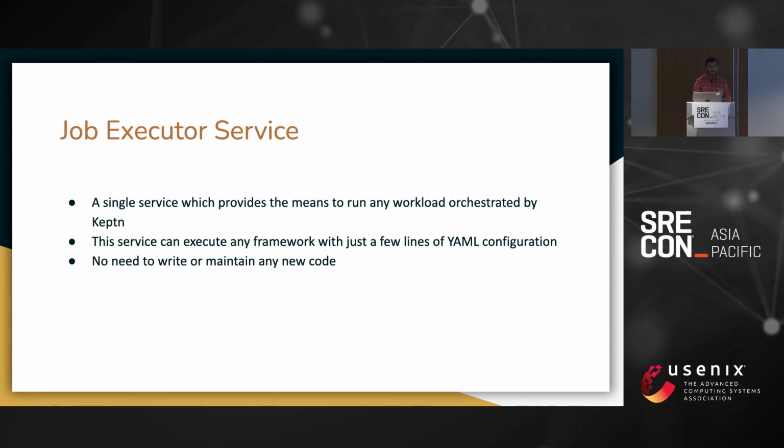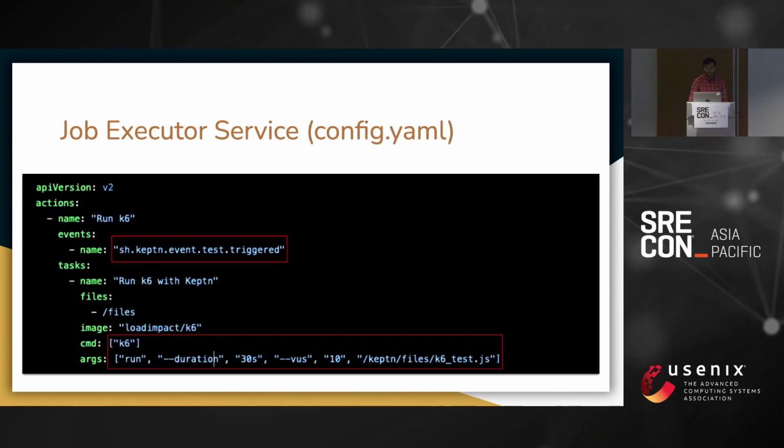Just a few lines of YAML config will create it. So let's take a look at a job executor service config. This is how a job executor service configuration looks like. It mentions the event which it subscribes to, and at the end it uses a K6 Docker image which will be used to run the command mentioned below. So we will run this K6 run command and mention all the files and arguments that we want to pass.